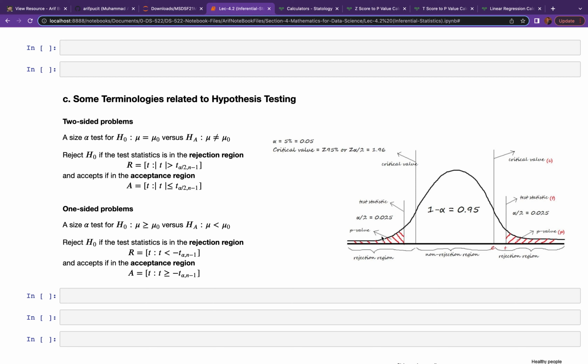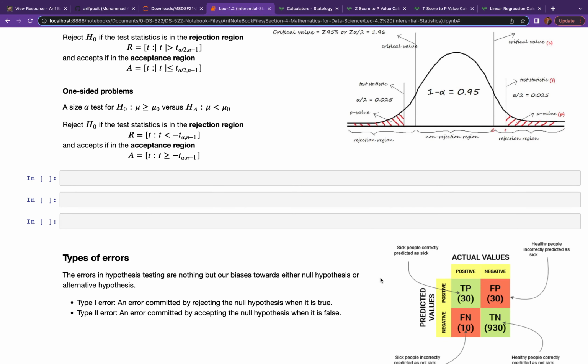And if the p-value you have calculated falls in this rejection region on the left, or in this rejection region on the right, we reject the null hypothesis. And this makes the researcher very happy. And finally, we have different types of errors as well that we can come across while doing the hypothesis testing. And these are due to the bias of the researcher towards either the null hypothesis or the alternative hypothesis. So there are two types of error, type 1 and type 2.